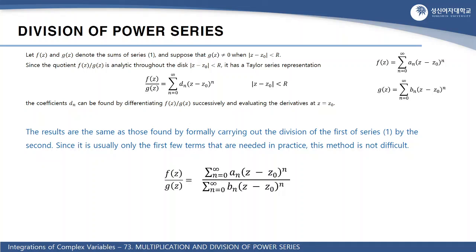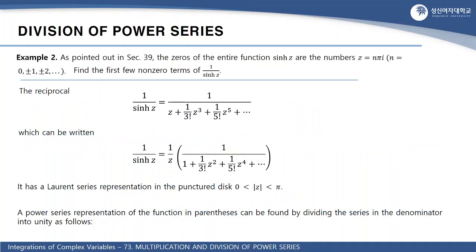Similar to the case of multiplication of power series, in this case the results are the same as those found by formally carrying out the division of the first series by the second. You can see this formula. Since it is usually only the first few terms that are needed in practice, this method is not difficult. You just carry out the division by using a pencil. So let's check example 2 for what the explanation means.